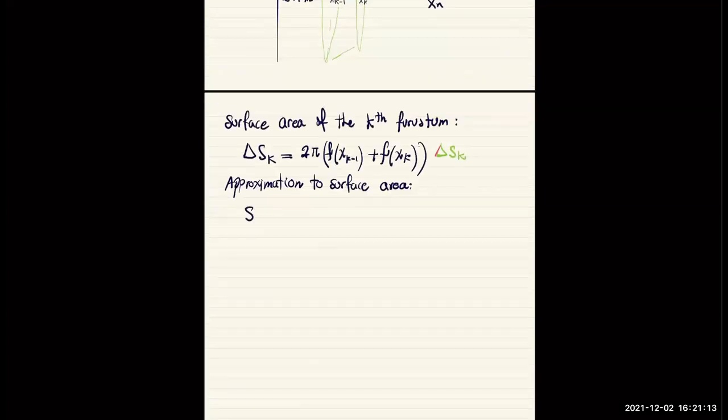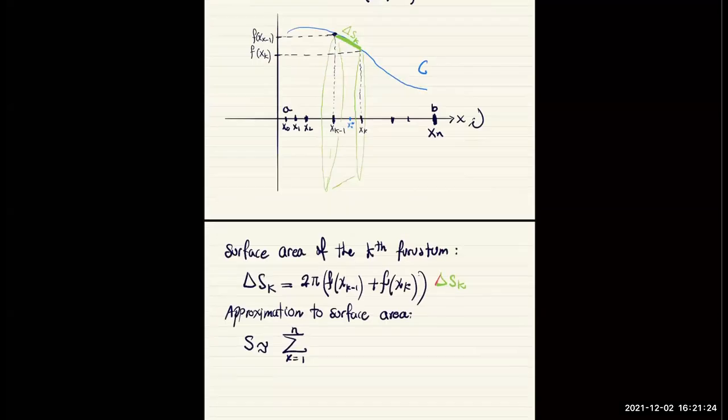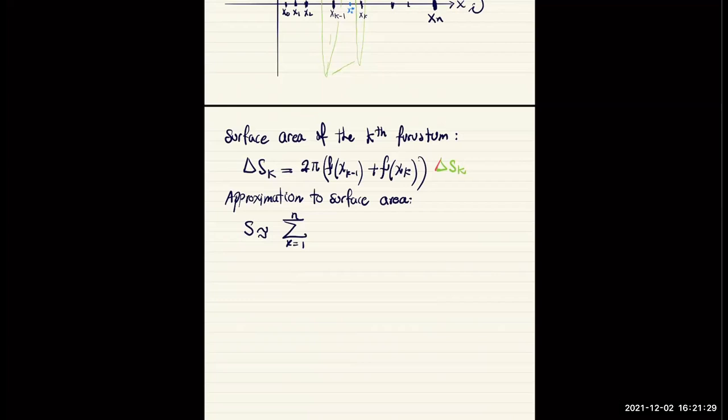Okay, so here S, surface area, is approximately equal to the sum where k goes from 1 to n, because we've partitioned into n sub-intervals, of the formula for area. It's 2 pi times f of x_{k-1} plus f of x_k times delta s, the slant height. Again, this is the little s. Little s is length, big S is area.